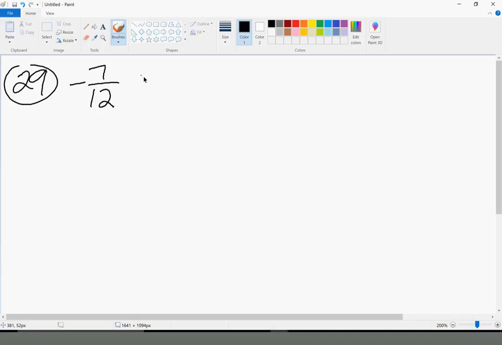Negative 7 over 12 minus negative 3/5 plus 3 over 4. Okay, so work in the parentheses first. So I want to get a common, first of all, I have different signs, so I'm going to take the sign of the larger number. Well, what's the larger number? You got to think about what that actually is. 3/5 and 3/4. If you're not sure, we can change them to decimals.